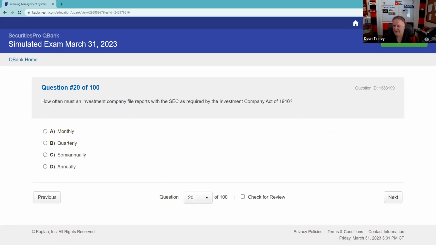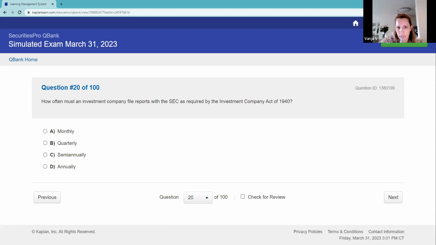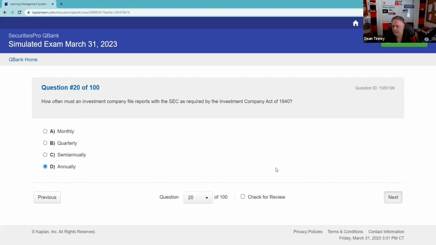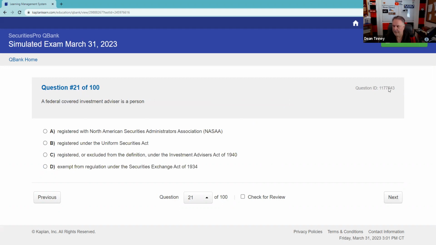How often must an investment company file its reports with the SEC as required under the Investment Company Act of 1940? Annually, D. Boom, good job. You got that train right back on the tracks pretty damn quick.